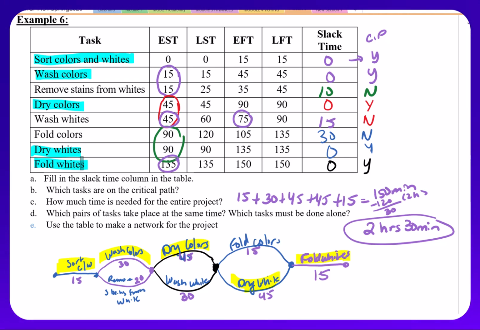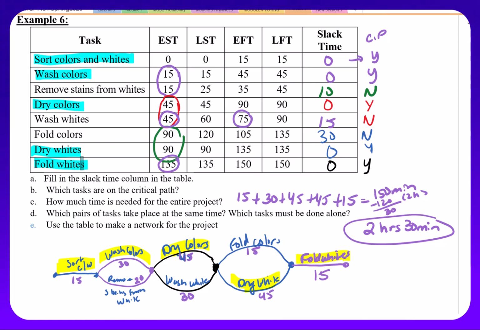Which pairs of the tasks take place at the same time? Again, I've done that by drawing my picture below and looking at when I started both tasks. If I start 2 tasks at the same time, they are being done at the same time. If I start one task at a specific time, then it has one piece. So you can see all of that in the drawing there below.